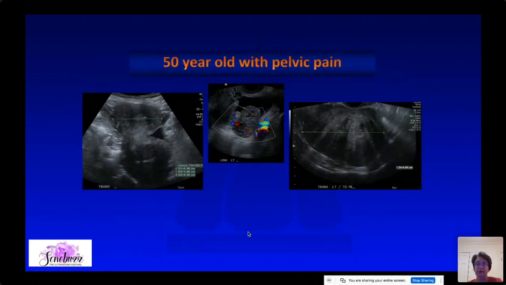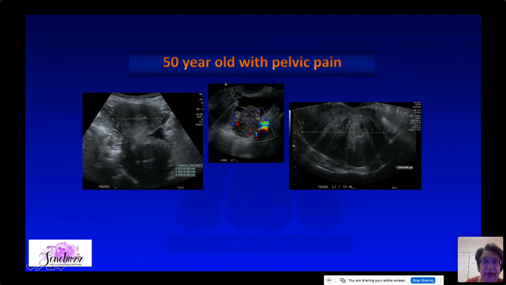So let me show you a few cases. This is a 50-year-old with pelvic pain. So she's a little old. Usually ovarian torsion happens in slightly younger patients. But she had this solid mass in the cul-de-sac. And if you paid attention to the prior lecture, it's a hypoechoic mass with shadowing. So it looks like a fibroma, but this position in the cul-de-sac is really somewhat unusual.